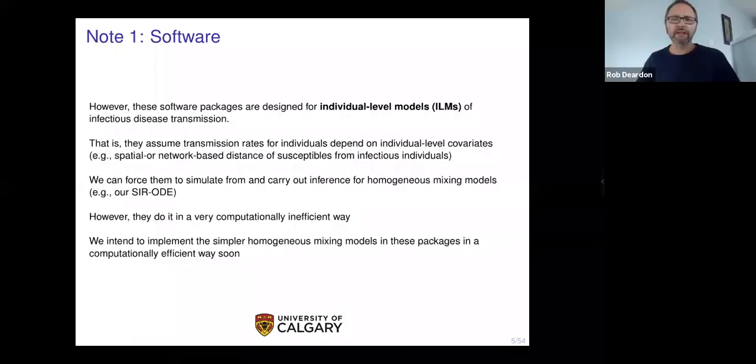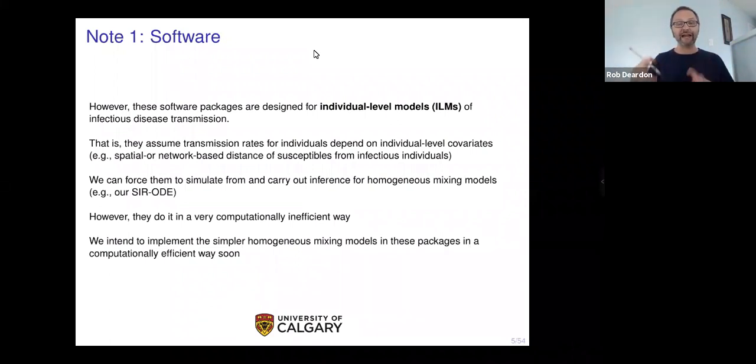A couple of points I want to make though. These software packages were really designed for individual level models of disease transmission. So in the package, when we're simulating from the model, or when we're fitting the model, we're inherently assuming that individuals have their own transmission rate, or we call it a susceptibility rate, but it's an individualized transmission rate that potentially varies between all of the population based on covariates, you know, spatial distance through a network, all that sort of thing.